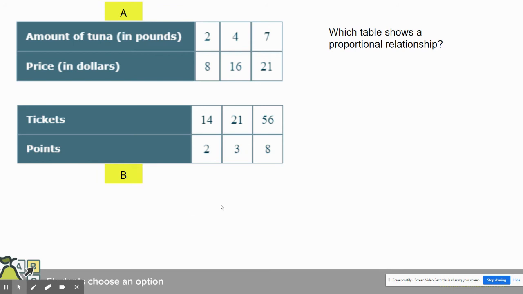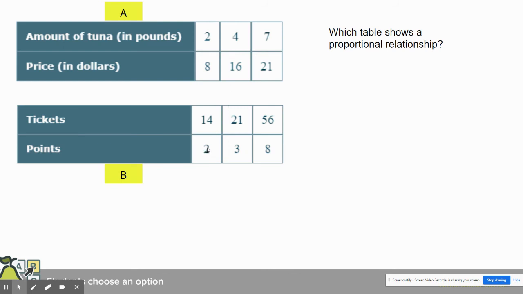Okay, which table shows a proportional relationship? You can cross multiply, but I gave you another strategy today that you don't need to cross multiply. That's kind of the harder way, I think. So A or B? Well, 2 times 4 is 8. 4 times 4 is 16. So we decided the constant was 4. 7 times 3 is 21. This doesn't have a constant. If it doesn't have a constant, it's not proportional.